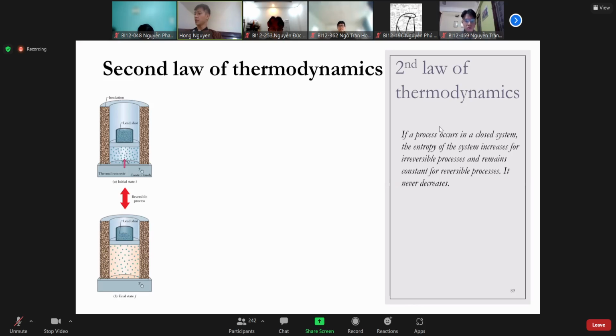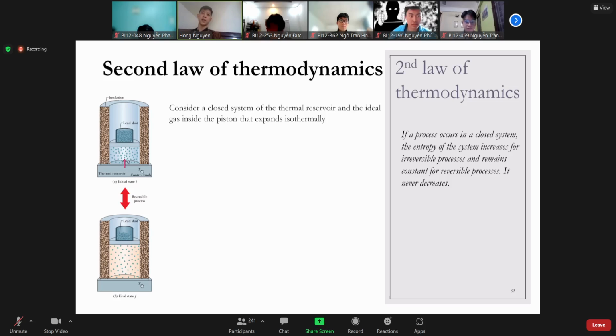Good. Now we will go to the second law of thermodynamics, and after that we will go to some applications. For the second law of thermodynamics, what do we have? Now we consider a closed system. This time we consider a closed system of the thermal reservoir and the ideal gas inside the piston. And this system expands isothermally to simplify our problem.